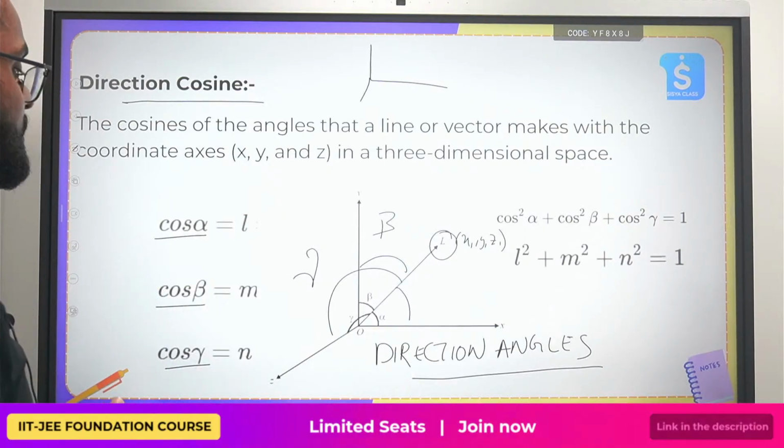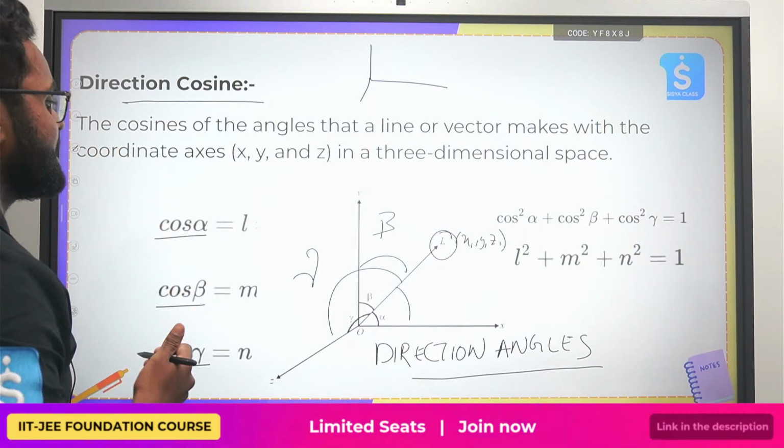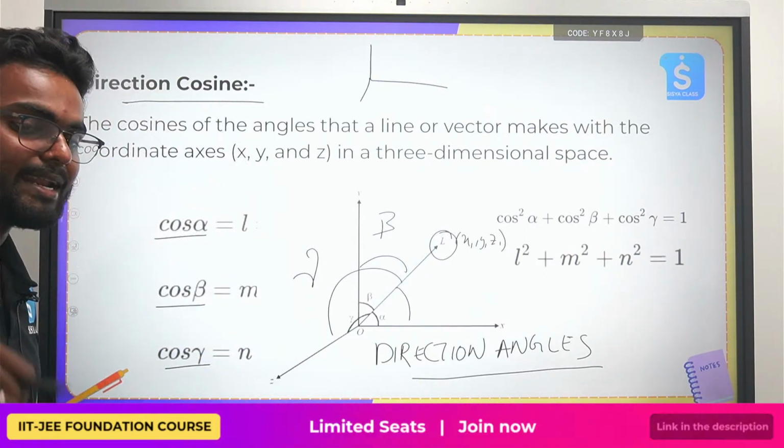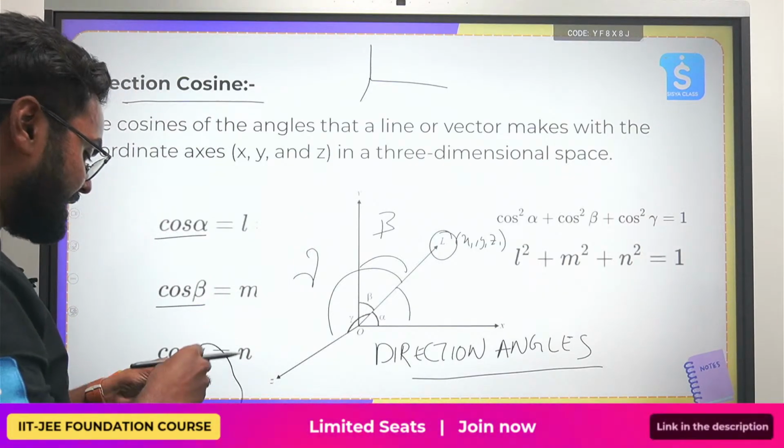Now, before this, let me tell you what direction ratios are. Direction ratios are numbers that are proportional to the direction cosines.